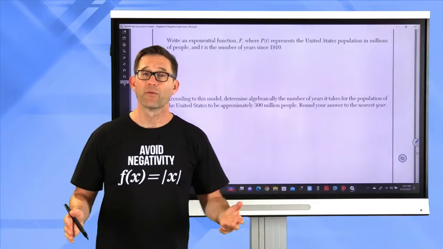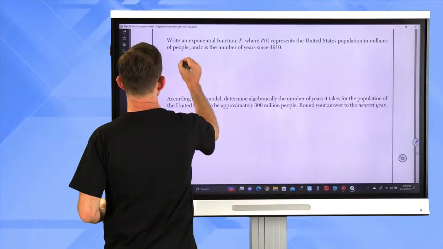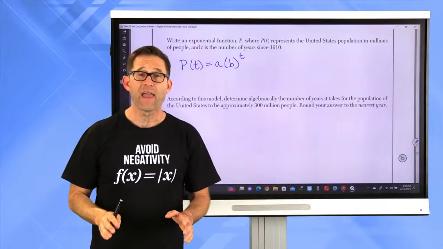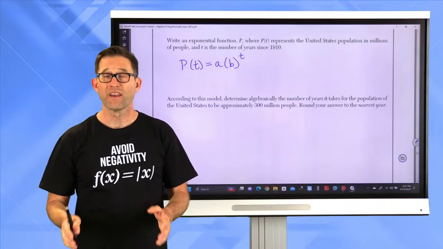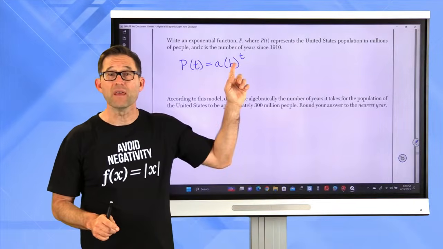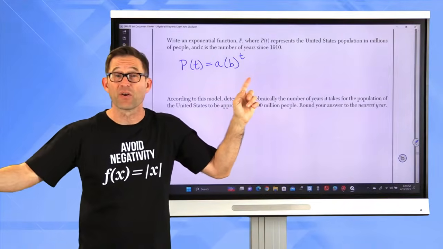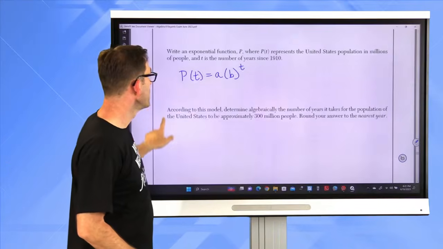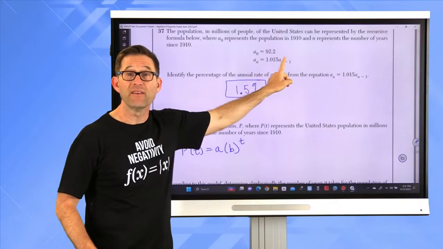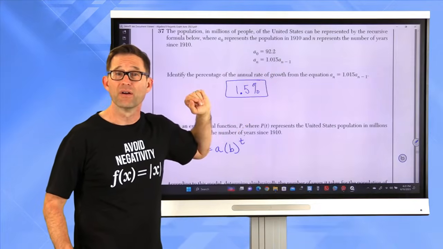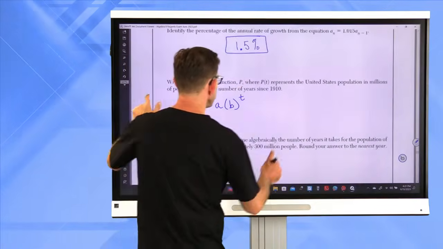Well, keep in mind, exponential models all kind of look like this: P of t equals a times b to the t, where a is the initial amount. A is what you start with, and b is what you multiply by each year to get to the next year. Well, we were told that our initial amount is 92.2, and this is what we're going to multiply by each year. So it's really quite simple.